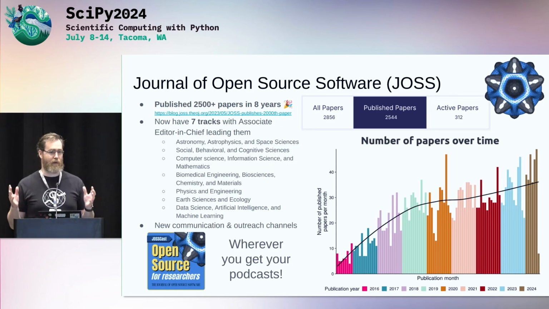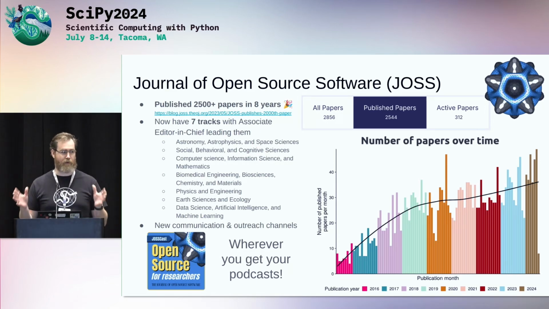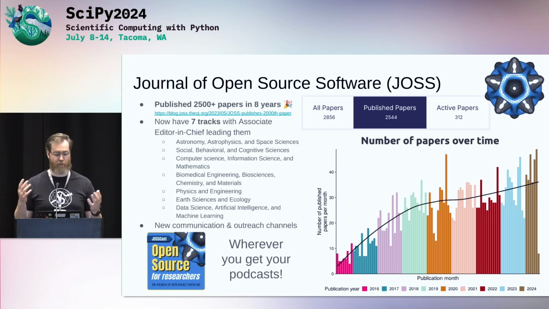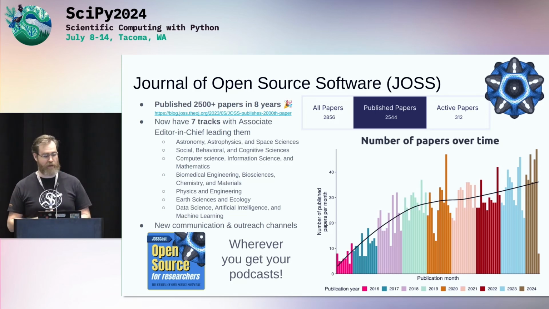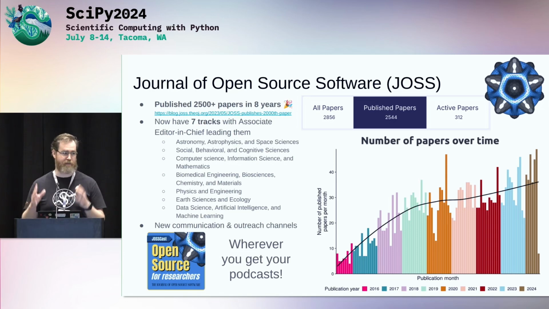To make sure that we're able to scale and keep up with all the wonderful paper submissions that are coming in, we've structured ourselves now so that we have 7 scientific domain tracks that each have one of the associate editor-in-chiefs leading them. And then we also have many different communication and outreach channels for the broader community to stay informed about JOS. The JOS blog is still a really great way to get information, but we now also have JOS Cast, which is the inaugural JOS podcast, and you can get that wherever you get your podcasts.